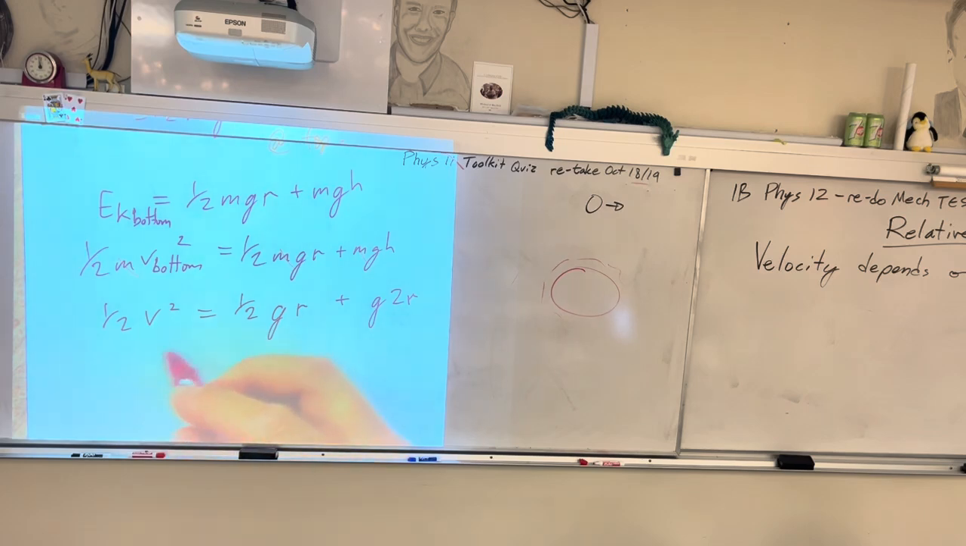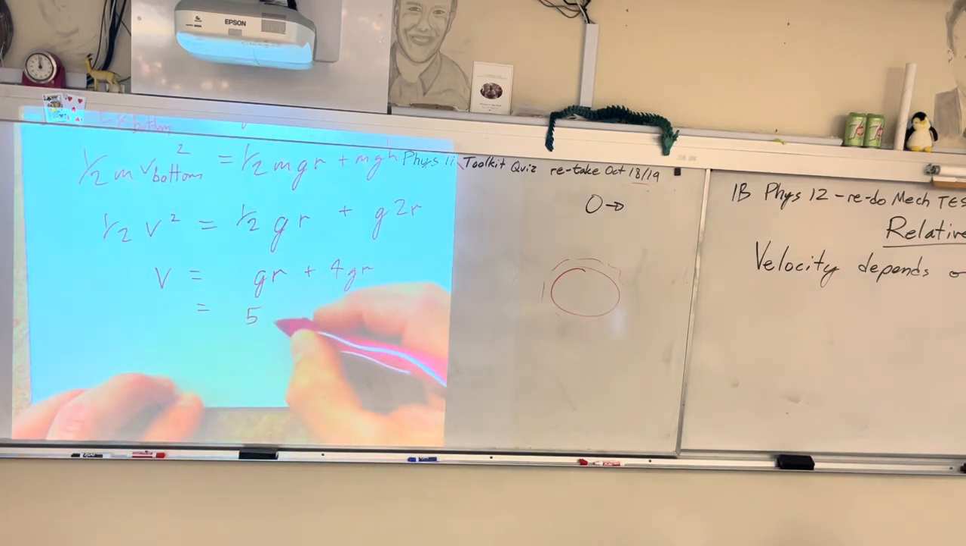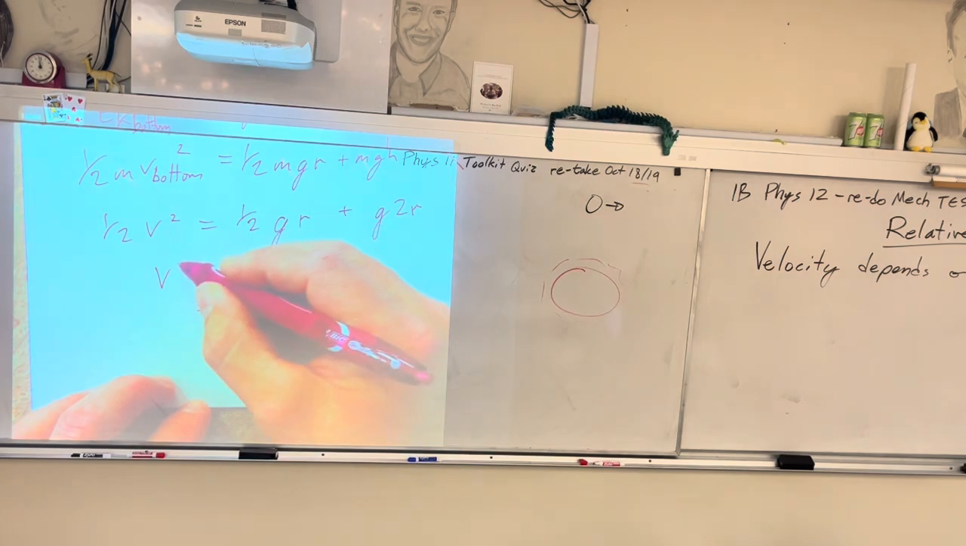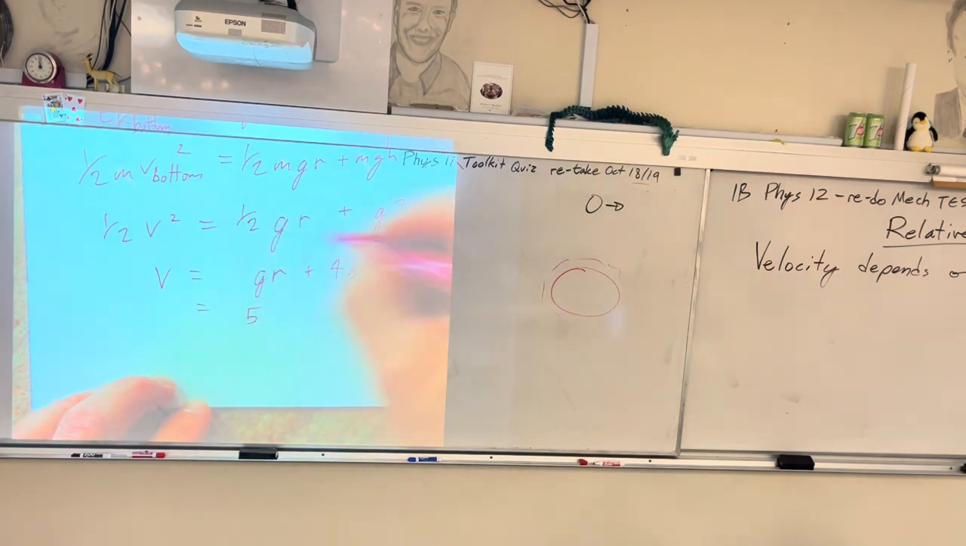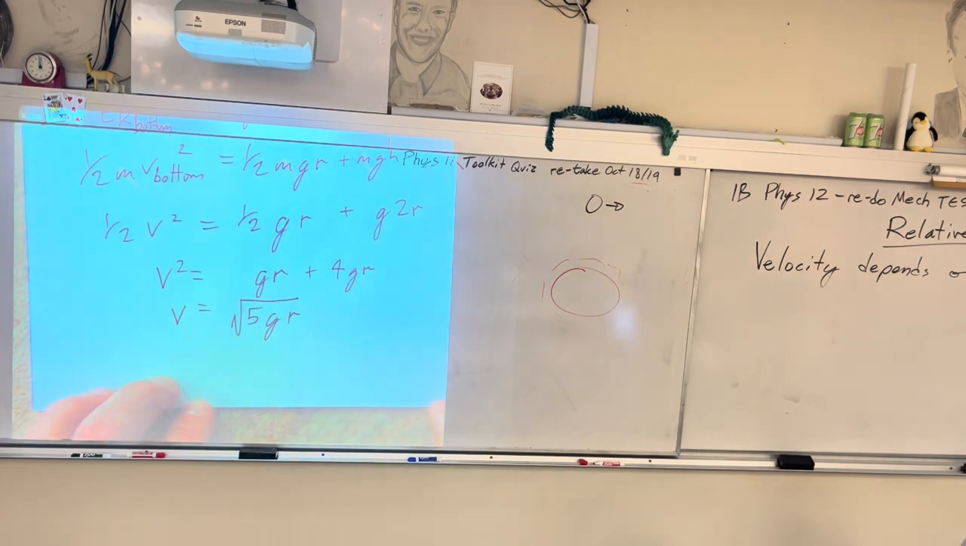If we wanted to find our velocity, it depends what you want to find, I guess. If you want to find your velocity, you would have gr plus 4gr, which is 5gr. Shouldn't that be v squared? Yes. I haven't done the thing yet. I was gonna square root it all. So v squared equals 5gr, and then v equals the square root of 5gr.